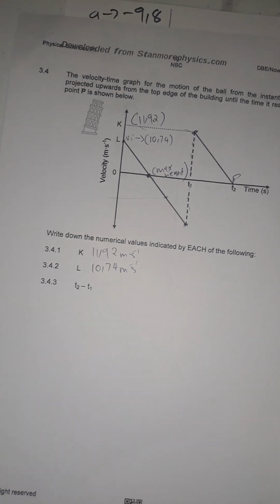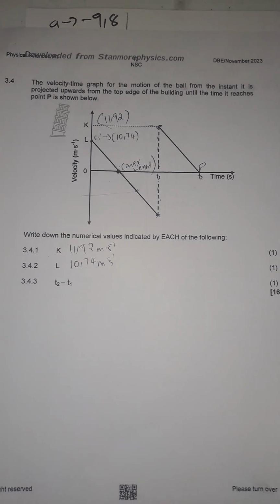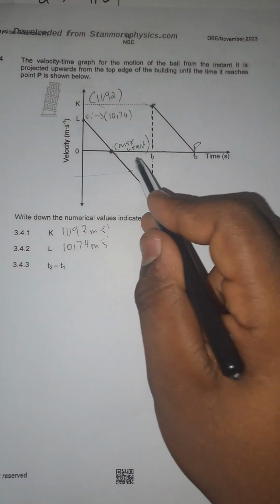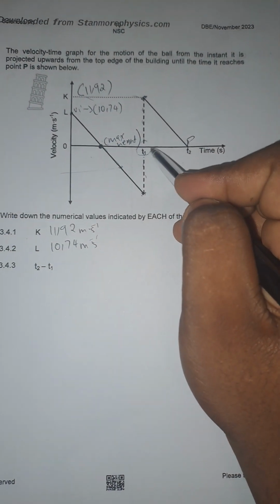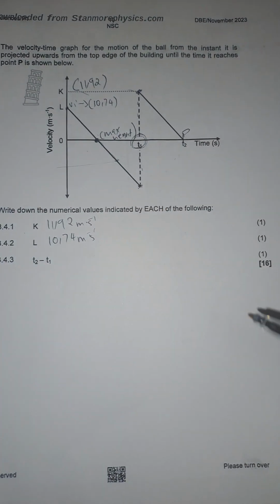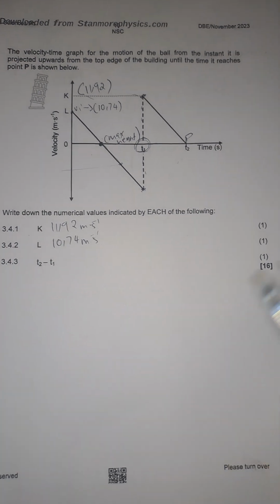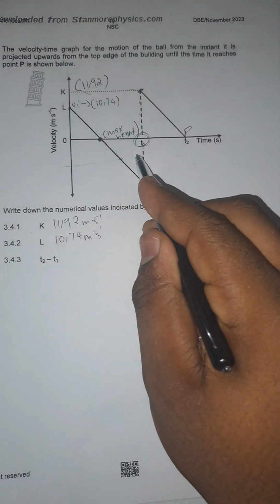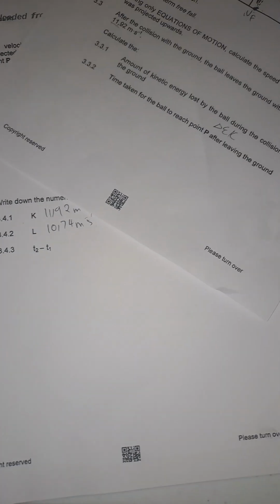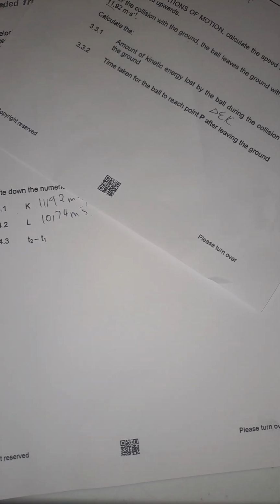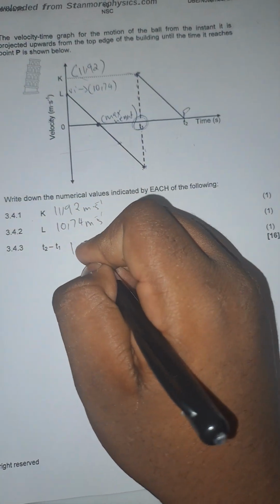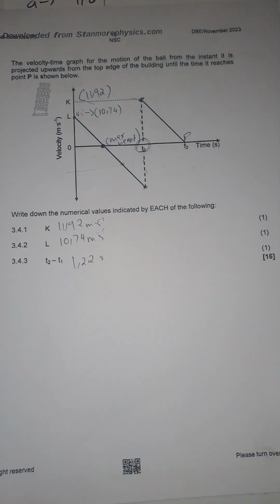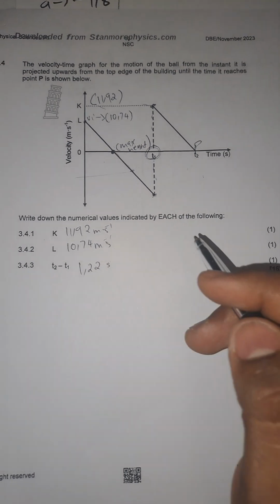So now let's finish up. What is the last one now? The difference in time, t2 minus t1. Let's interpret this one. This is when it reached the maximum height as it was going to point P. So meaning that t2 minus t1, remember the time we calculated here, the time taken for the ball to reach point P after leaving the ground, we got 1,22. So the answer is simply going to be 1,22, because there is at some point where the time was equal to 0. That's how it is.